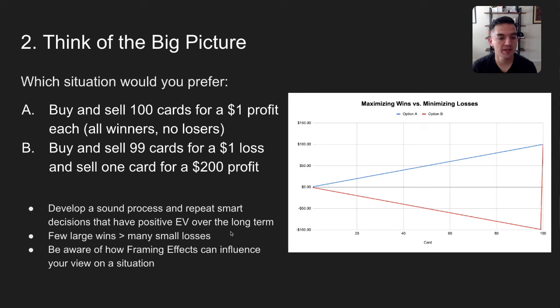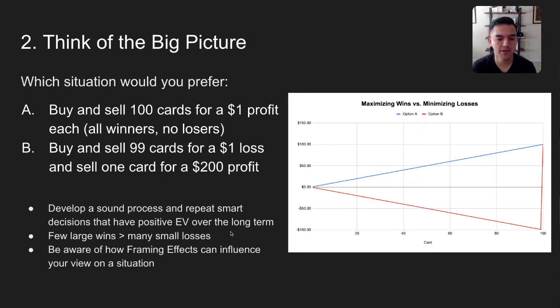So here it's, again, developing a sound process and repeating smart decisions that have a positive expected value over time. Few large wins can often outweigh many small losses. I think if any of you watch my Grail Quest series, you'll see, or if you've been tracking, we've sold about 6 or 7 cards so far, and out of those 7, I think I've taken losses on 5 of them. But I'm still up a couple of $100, which on a percentage basis is I think like a 30 or 40% return on those investments, solely because I found a couple of cards that were big winners and I was able to at least minimize the losses on the other cards.